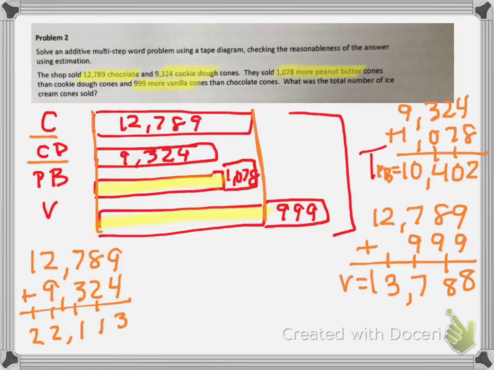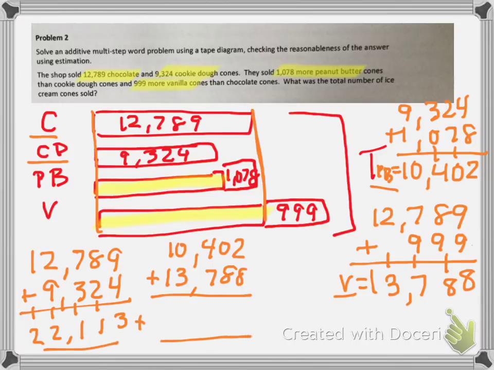Now let's add peanut butter and vanilla. Okay, so we have 10,402 peanut butter. We have 13,788 vanilla. We're going to add those 2 together. And then when we're all done, we're going to add this number plus this number to get the total. All right, 8 plus 2 is 10. 8 plus 1 is 9. 7, 8, 9, 10, 11.